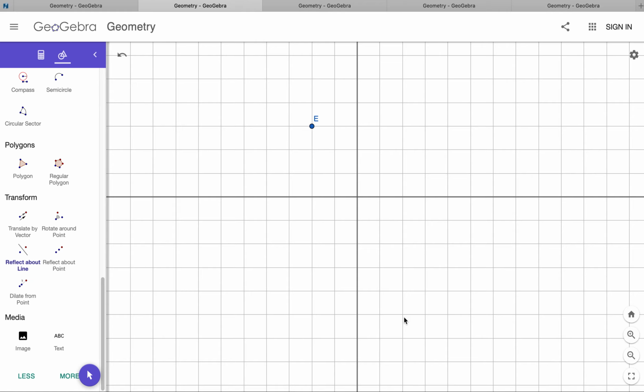All we're going to do is take a point and we're going to reflect it about a line. So the line can be the x-axis or the y-axis, or it could be a vertical line like x equals 5, or it could even be a line like y equals x.